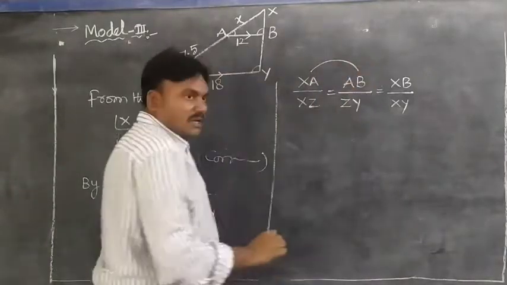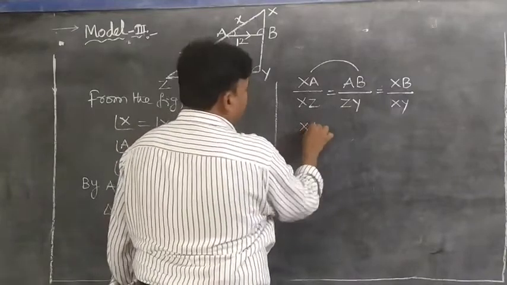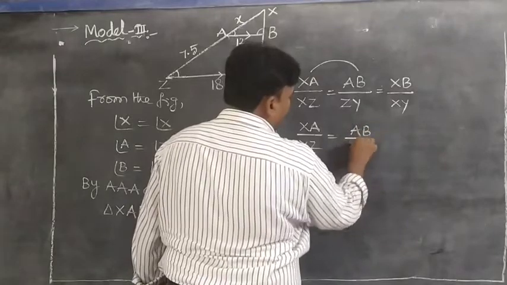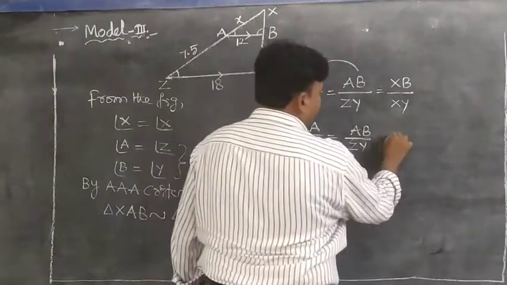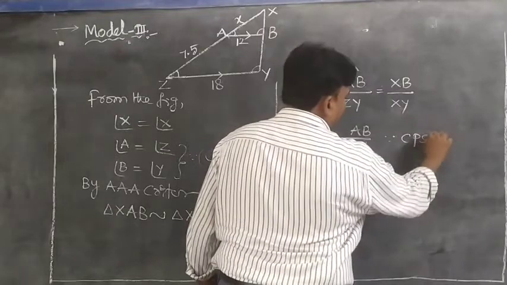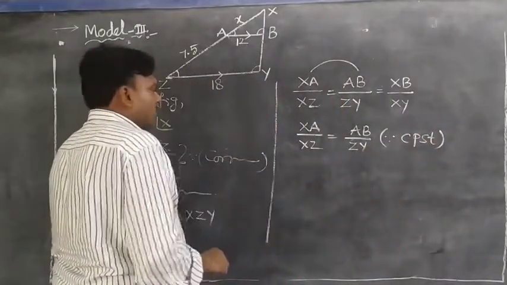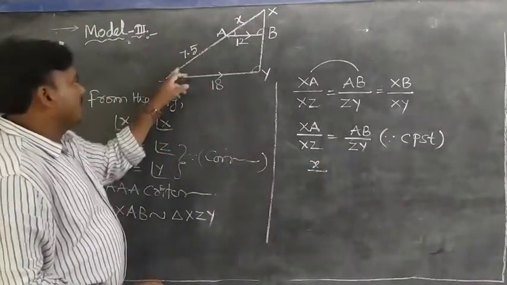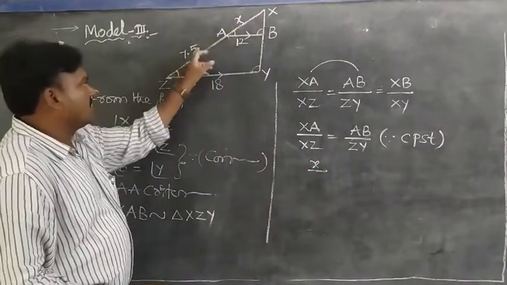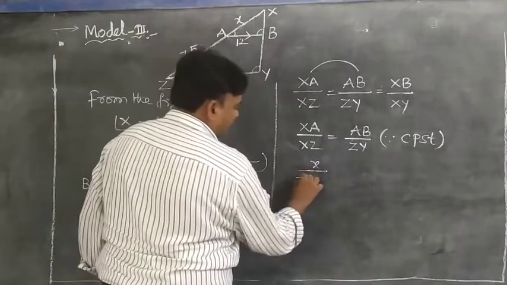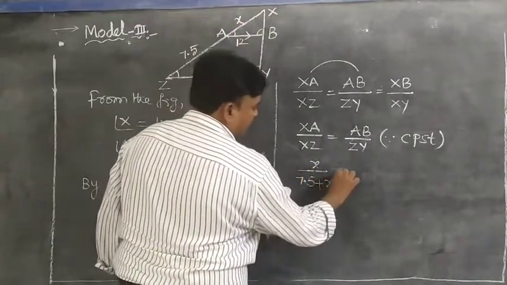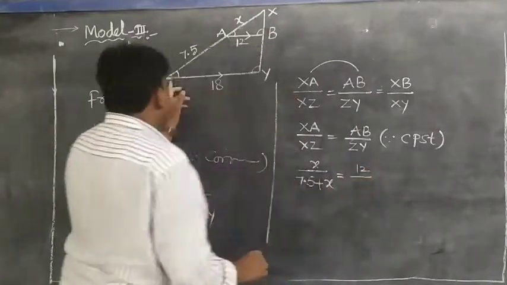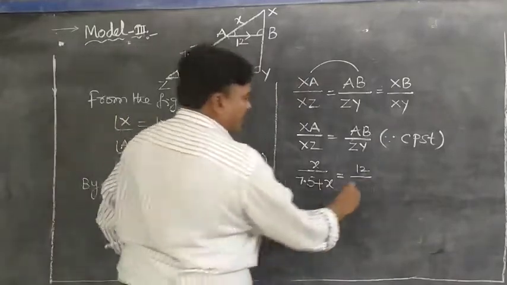Corresponding parts of similar triangles. Therefore, XA by XZ equal to AB by ZY. Next, apply the values. XA value is small x. XZ is AZ value 7.5 plus AX value x, so 7.5 plus x equal to the AB value, that is 12, by ZY value, which is given, that is 18.